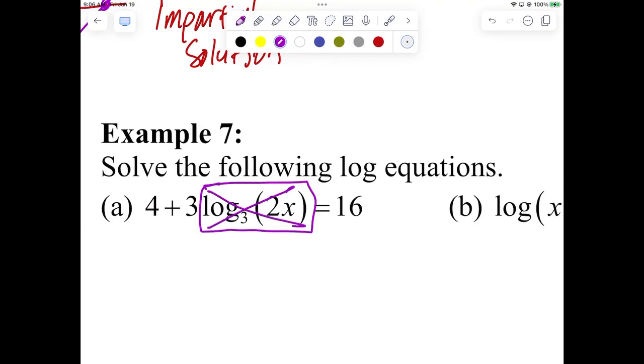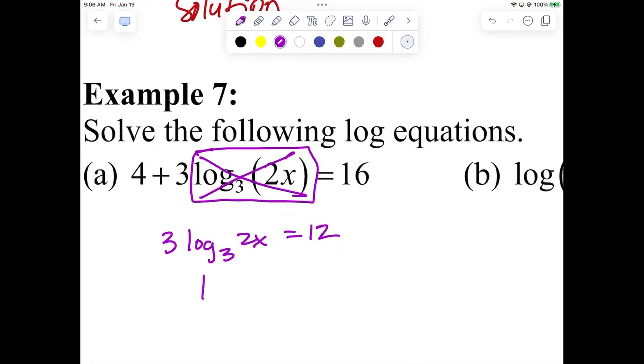If this were 4 plus 3x equals 16, how would you solve for x? What would you do first? You would subtract 4. So we're going to get 3 log base 3 of 2x equals 16 minus 4 is 12. Now, how would you isolate the log? How do you get rid of the 3? Divide by 3. So I get log base 3 of 2x equals 12 divided by 3 is 4. Good.